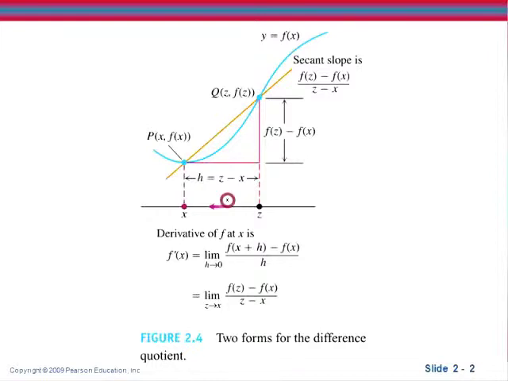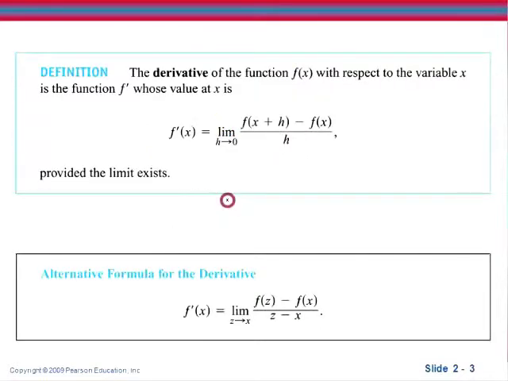So we have two different forms of the derivative as a function. Notice the derivative as a function we've written there is f prime of x. So the derivative of a function with respect to a variable x is the function f prime, whose value is the limit as h approaches 0 of f of x plus h minus f of x divided by h. Then there's an alternative form for the derivative. F prime of x is the limit as z approaches x of f of z minus f of x divided by z minus x.